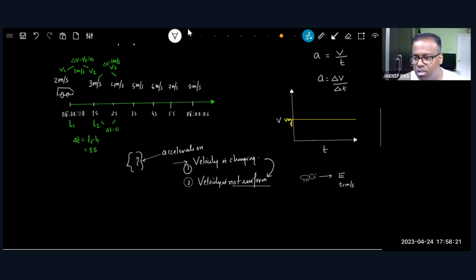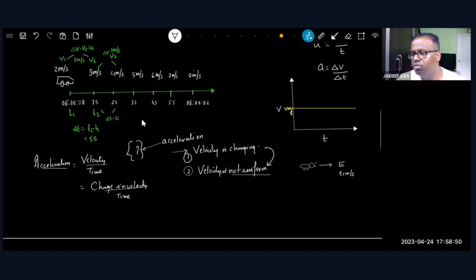Let's now talk about what acceleration is. If we write it as a formula, acceleration is defined as change in velocity. So people will write it as velocity over time. Actually, the word is change in velocity, not velocity. Change in velocity over time.